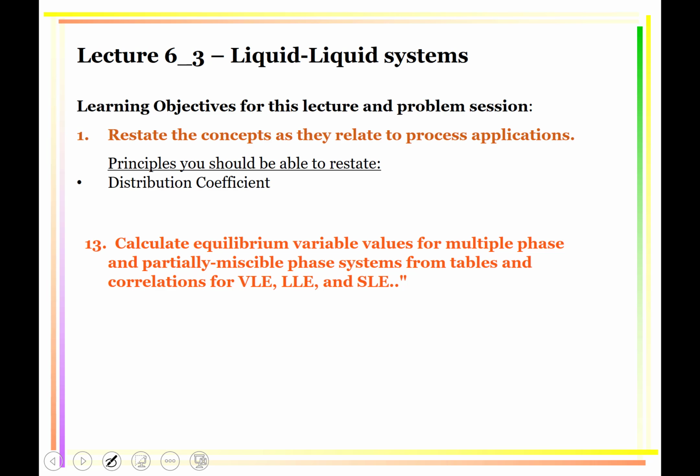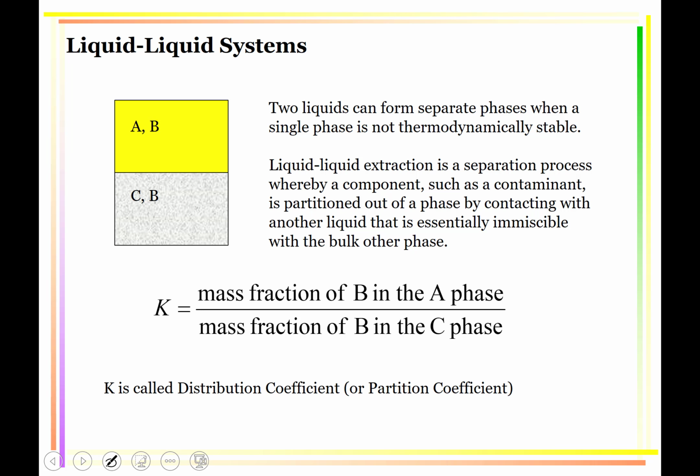So we're going to learn two things today. We're going to learn this distribution coefficient, and we are also going to learn how to use diagrams. Okay, and in this case, it's going to be liquid-liquid equilibrium. So when we have a liquid-liquid system, it's more thermodynamically favorable when you mix compounds that you form two separate liquid phases. One single phase would not be stable thermodynamically.